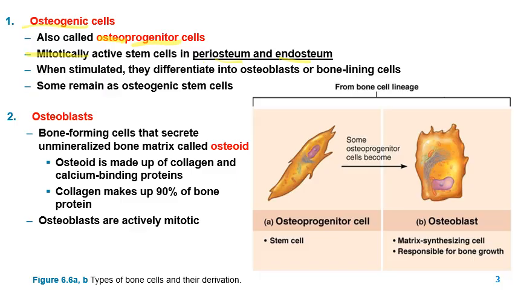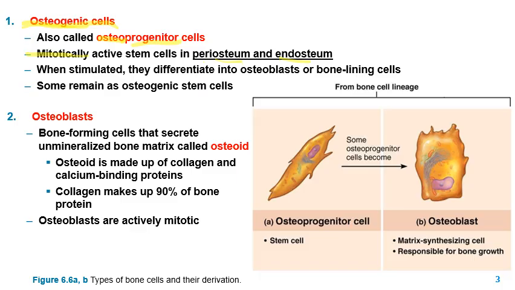Remember, the periosteum is the membrane that has two layers. Okay, it's on the outside of the bone. Okay, so let me see what is important here. Okay, so those are your stem-like cells, your osteogenic cells.